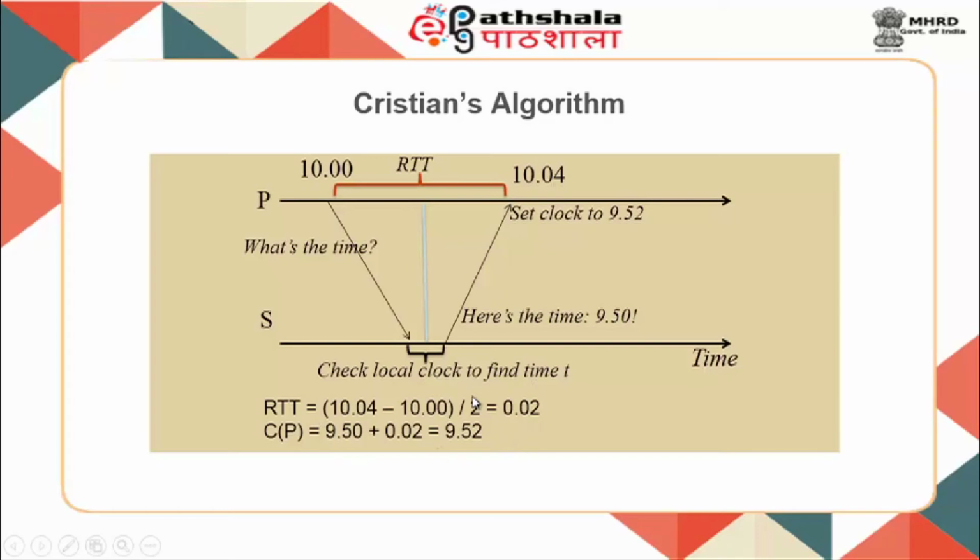So, if we look at our first example here, assume that the time of the server was 9:50 and it sends the time, hey, the time is 9:50, and we calculate the RTT by 2 and we see that the clock should be set at 9:52. So, the clock is actually at 10:04, but it should be set at 9:52. How to make this work is, we can do only one thing, we can reduce the speed of the clock.